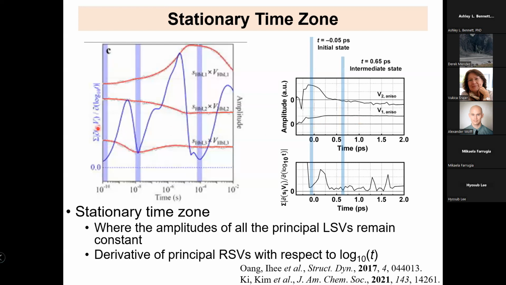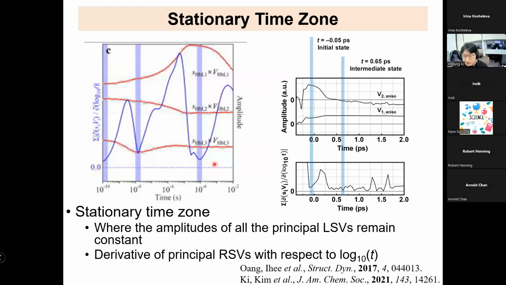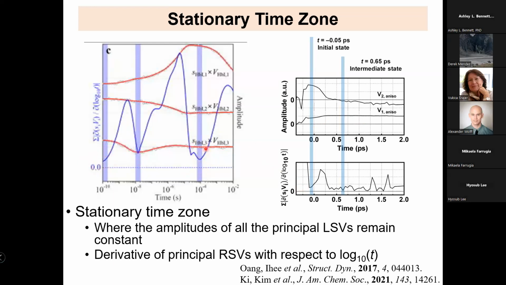If we differentiate the RSVs and take the absolute values, we can see that there are local minima of this derivative. And we typically assign these local minima as the stationary time zones because we can consider that in this region the data does not change as much, since the derivative has low absolute values.